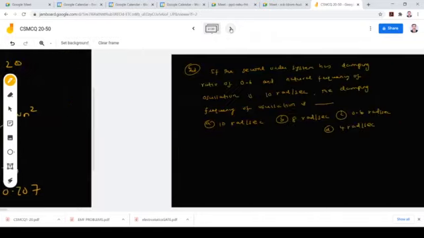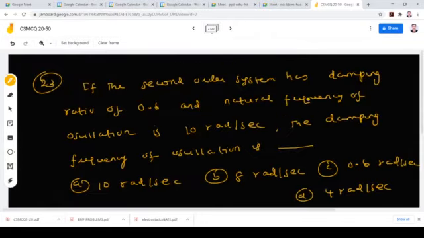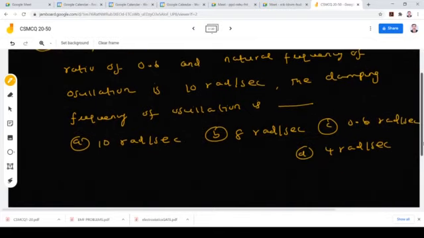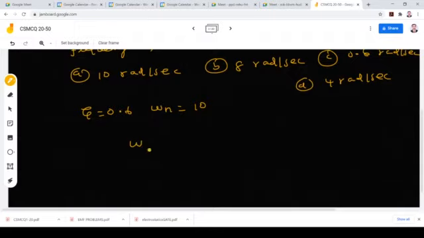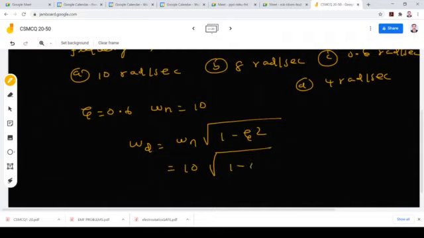Another simple question. Next question: if the second order system has a damping ratio of 0.6 and natural frequency of oscillation of 10 radian per second, what is the damping frequency of oscillation? The damping frequency of oscillation is given by omega d is equal to omega n root of 1 minus zeta square. Omega n is 10, 1 minus 0.6 square. That will be equal to 8 radian per second. So option B is the right answer.